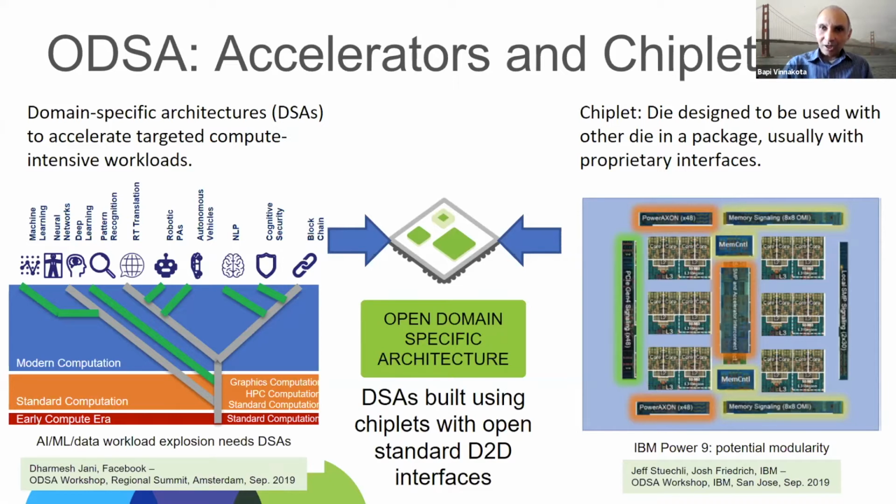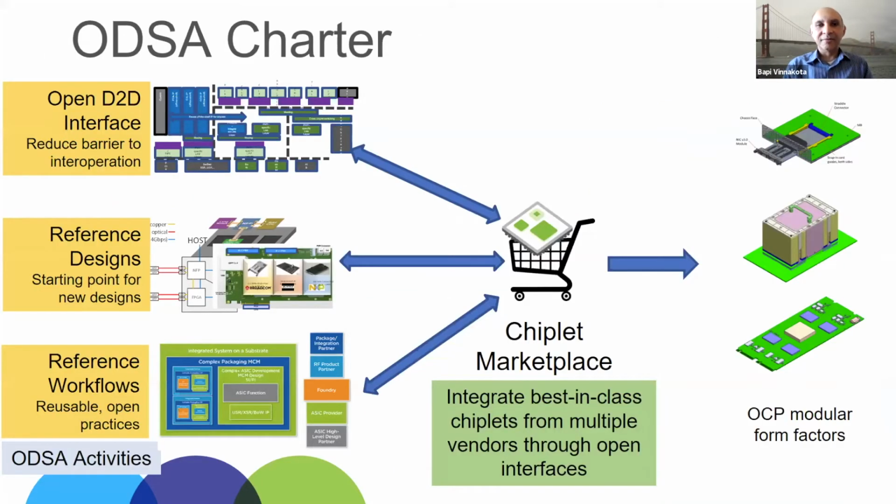So our group really splits its activity into three broad classes. The first one is the act of just defining an open interface. How do I define an open physical and logical interface for chiplets? The second thing we try to do is this idea of reference designs. The thinking behind this is if we can make the work product of the group much easier to use with reference designs or even prototypes, the interface will be more easily used.